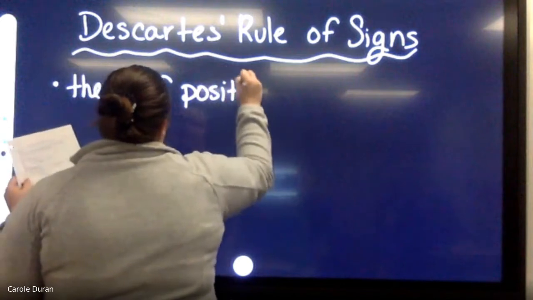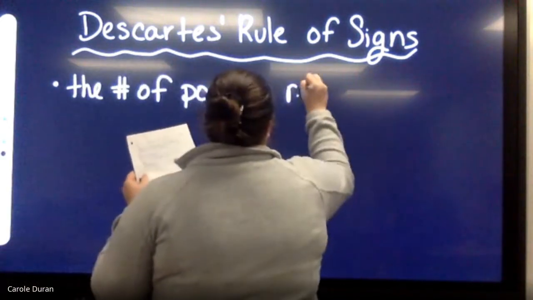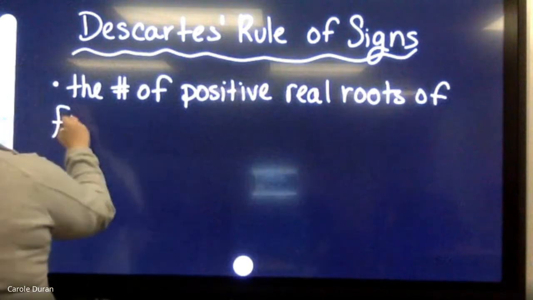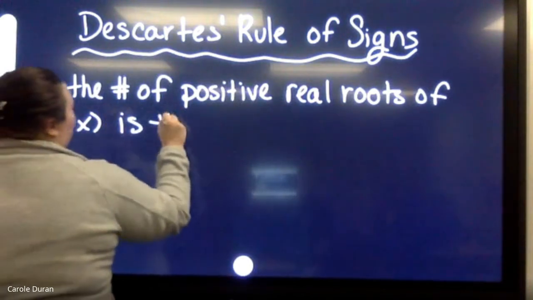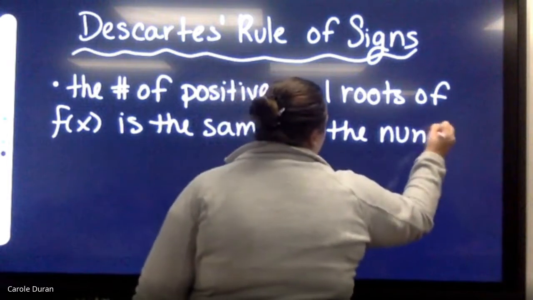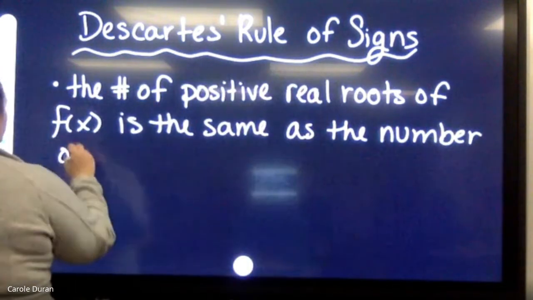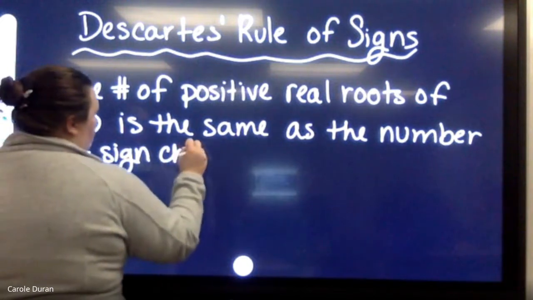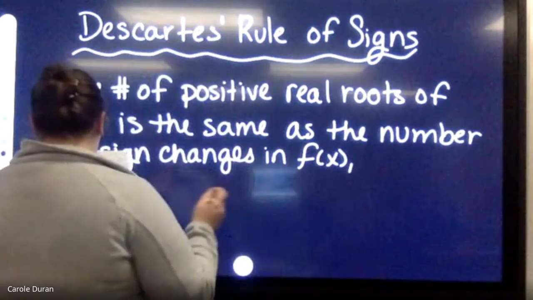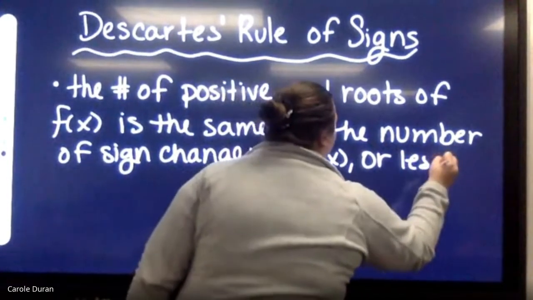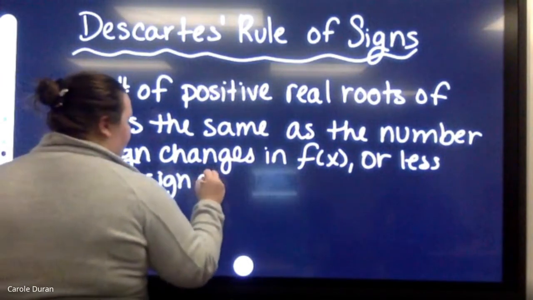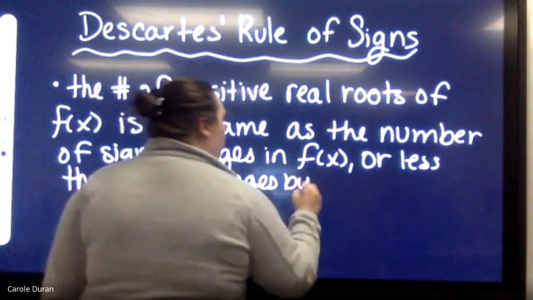of positive roots for a function f of x is the same as the number of sign changes in the original function. Or if it's not equal to that number of sign changes, then it is less than the number of sign changes by a multiple of 2.